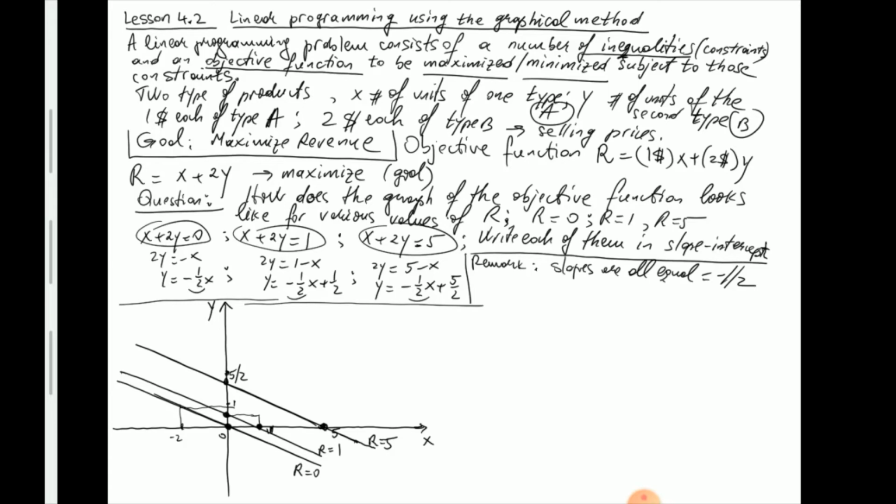All right, so that's one important remark. Let's actually number these remarks. That's remark number 1. The remark number 2: the lines corresponding to higher values, or to larger r values, are on top of lower ones.